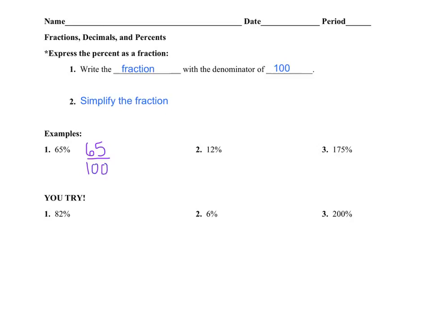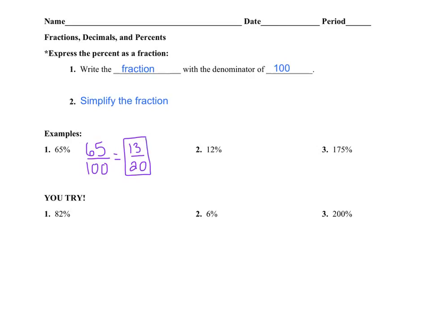Then step two says simplify the fraction. Well, can this be simplified? Yes, it can, because it ends in a 5 and a 0, and we know 5 goes into both numbers. So 5 goes into 65 13 times, and 5 goes into 100 20 times. Now ask yourself again, can we reduce 13 over 20? No, we can't. 13 is a prime number. So your answer is 13 over 20.